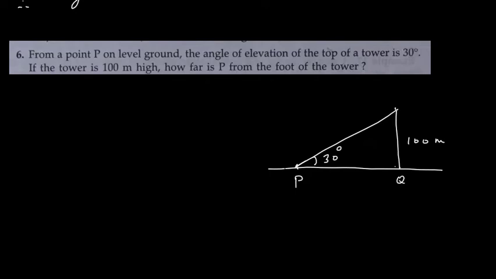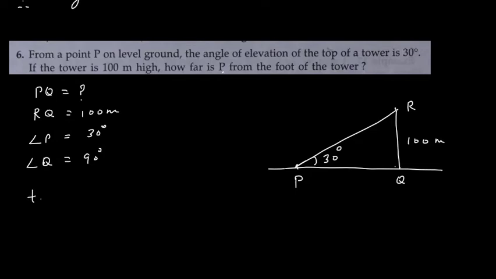Say this is P, this is Q, this is R. QR is given, 100 meter. How far is P from the foot of the tower? This PQ is unknown. What do you know? You know the value of RQ, it is 100 meter. And you know angle P is 30 degree. Obviously your angle Q is 90 degree. So again, what do we do? Tan 30 degree. In all these problems, we have seen that there is a use of tan. Tan 30 degree is what? RQ divided by PQ.